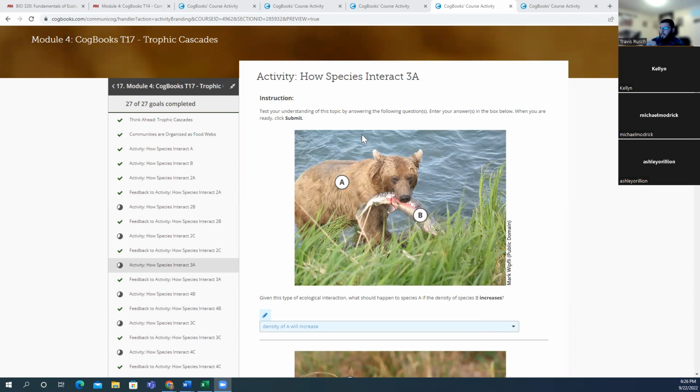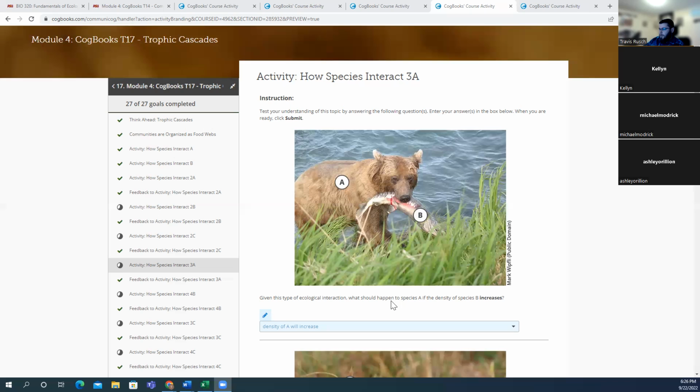The first thing I would do before answering the question itself is think about what's happening in this interaction. What type of interaction are we seeing here? Yeah, this is predation. That's the first answer I was looking for. A is the predator, B is the prey. So A is eating B. And then we can go to the question itself.